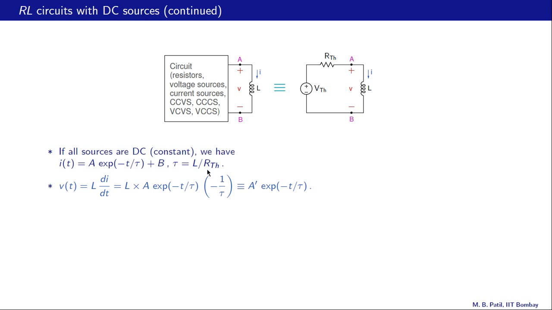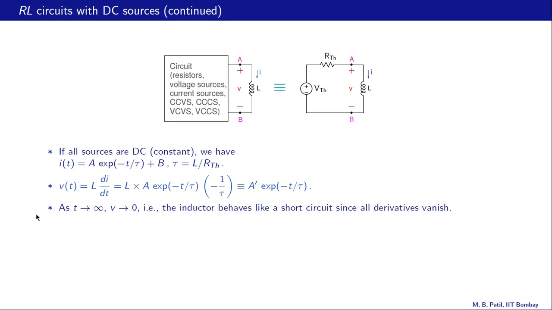What about the voltage across the inductor? Once we know the current, we can obtain the voltage as L di/dt. So all we need to do now is to differentiate this current and then multiply that by L, and that gives us L times A e raised to minus t by tau times minus 1 over tau. Now all of this, L times A times minus 1 over tau, can be clubbed together into another constant called A prime. So therefore the voltage is given by A prime e raised to minus t by tau.